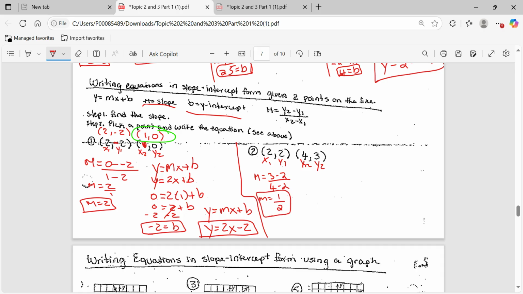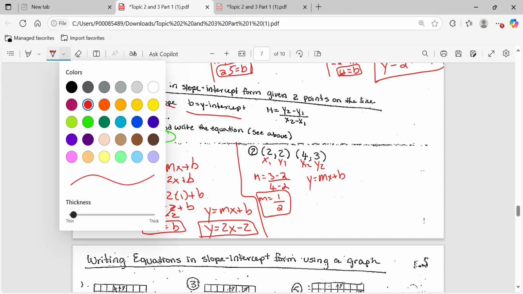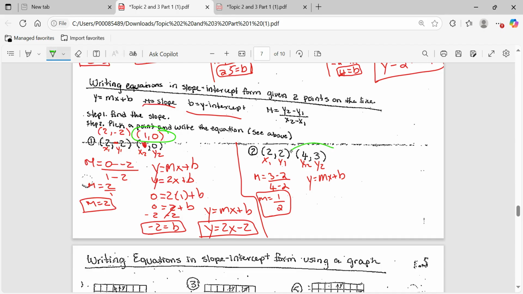Now that you know that your slope is 1/2, we have to find the y-intercept by writing the equation, y equals mx plus b, the formula, and picking a point. Doesn't matter which point you pick. I'm going to go ahead and pick the second point, 4, 3.